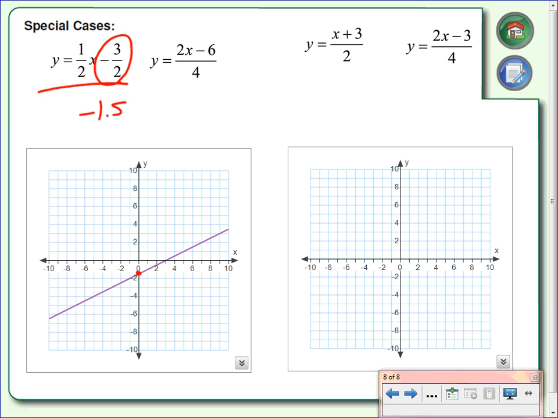Notice the slope on this graph is 1 over 2, which means we're going to go up 1 over 2, up 1 over 2, up 1 over 2. So this is the graph of y equals 1/2 x minus 3.